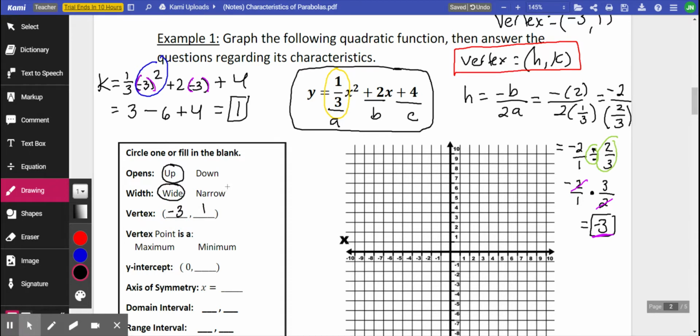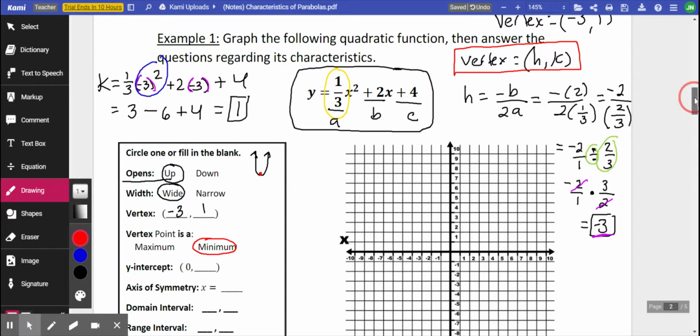Is the vertex a maximum or a minimum? Well, we already said that the parabola was going to open upwards, right? So if it opens up, that means that it's going to look something like this. That means that the vertex is going to be at the bottom, which means that the vertex is a minimum. So then, therefore, this vertex will be a minimum.